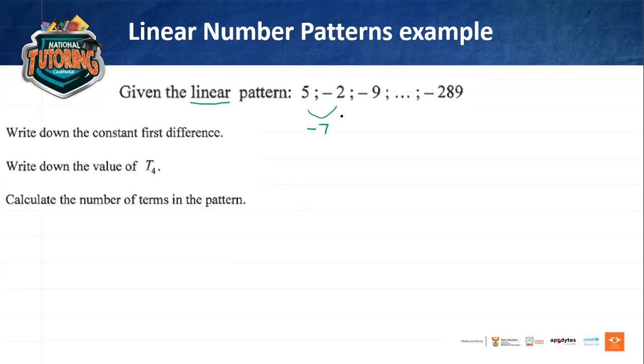So add in that sign. From 2 to get to -9, we subtract 7. And so we can see that this first difference is constant. They did tell us it was linear, but if they didn't, we would have been able to identify that it was linear by our difference table. So the first question is write down the constant first difference, and it is -7.